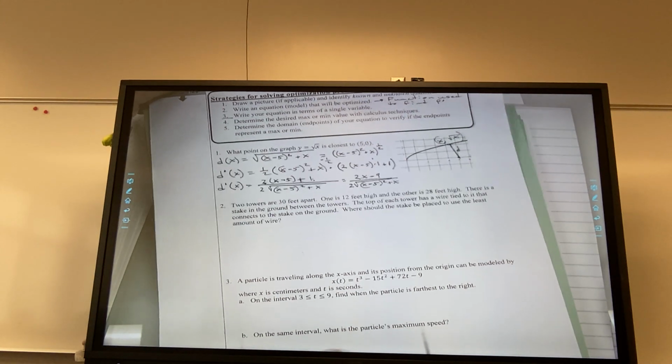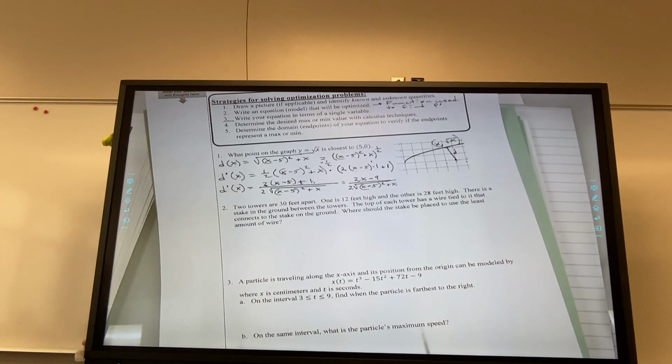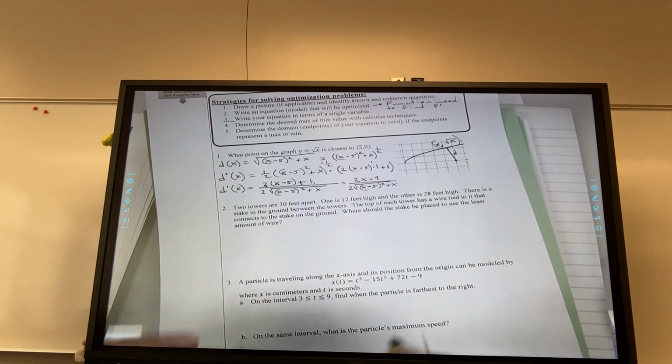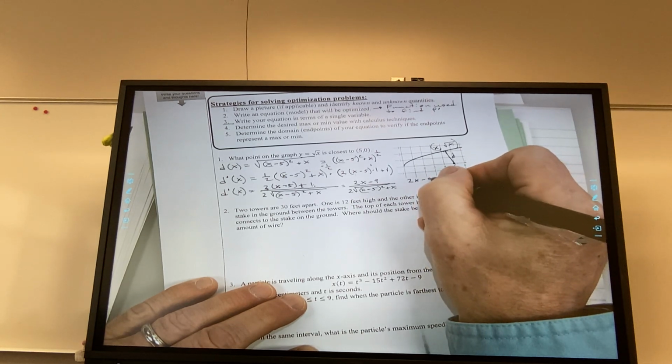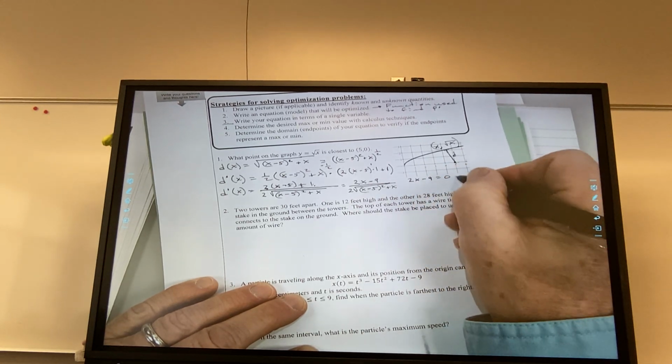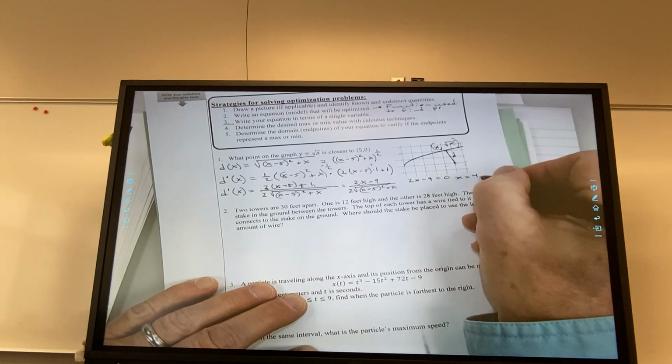Okay. Now, so this is the derivative, correct? And the critical points, the critical x values, come from two places, both the numerator and the denominator. For the numerator, I'm simply going to take 2x minus 9 and make that equal to 0, and I get x to be 4.5.